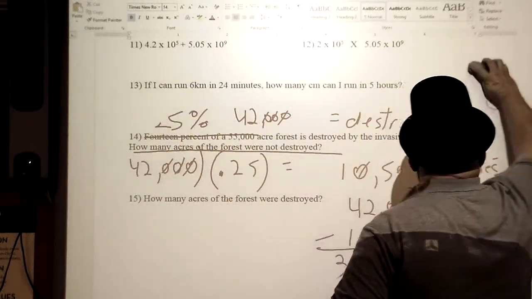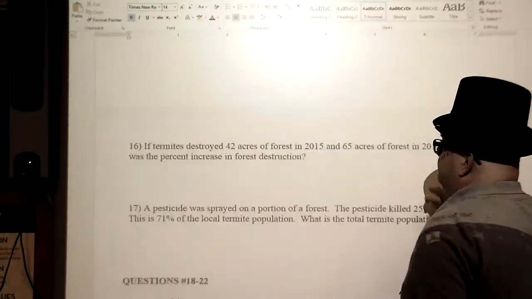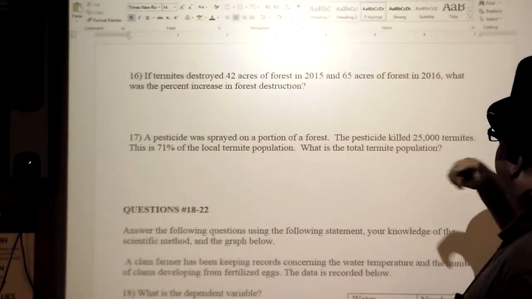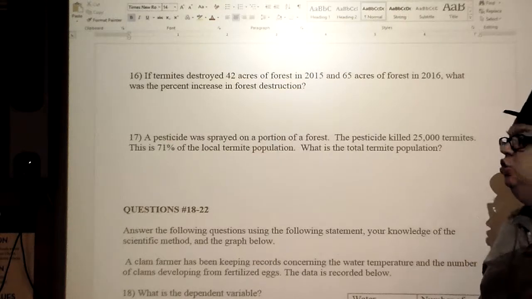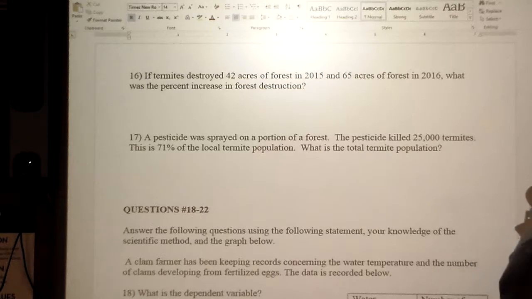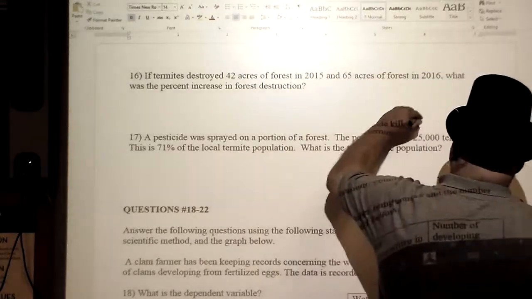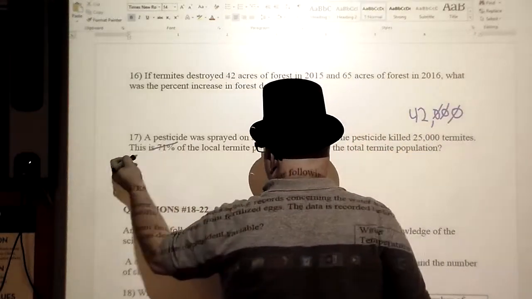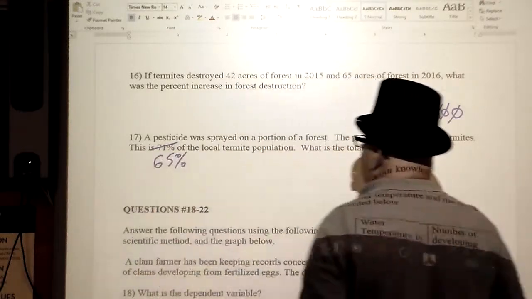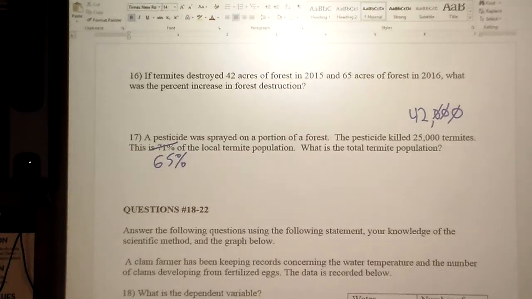Let's try again. Here, a pesticide was sprayed on a portion of forest. The pesticide killed 25,000 termites. That's 71% of the local termite population, and they are now asking you, what is the total termite population? I'm going to go ahead and say 42,000 termites, and let's make the pesticide 65% of the local termite population. What is the total termite population?